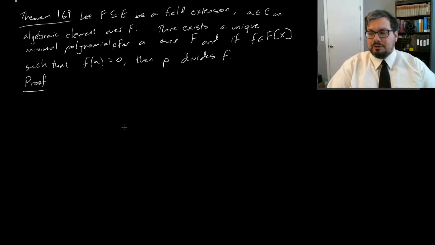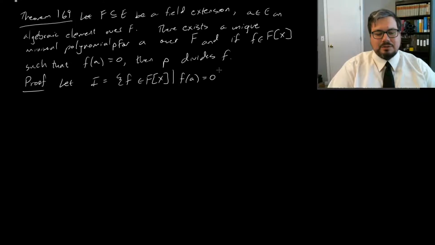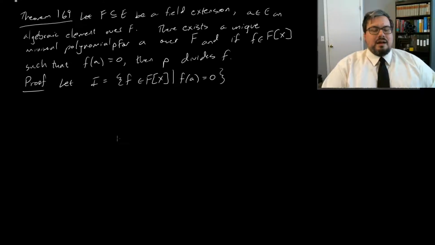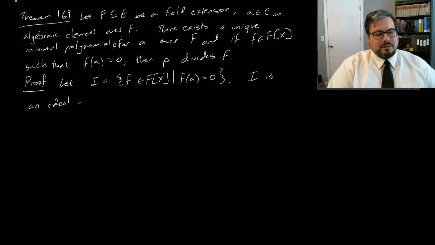So let's prove this. Now, what we're going to start off with is we're going to define an ideal of F adjoin x, and this ideal is going to be the set of polynomials f in F adjoin x where f of a is equal to 0. We have that I is an ideal of F adjoin x, and this is an exercise, a fairly easy one.